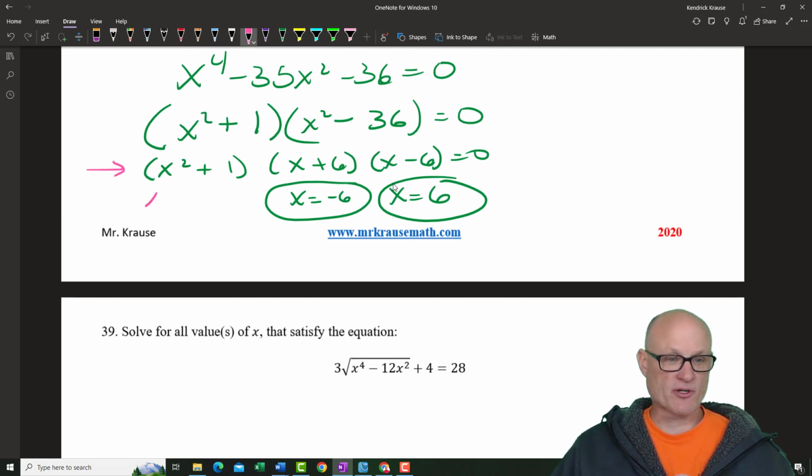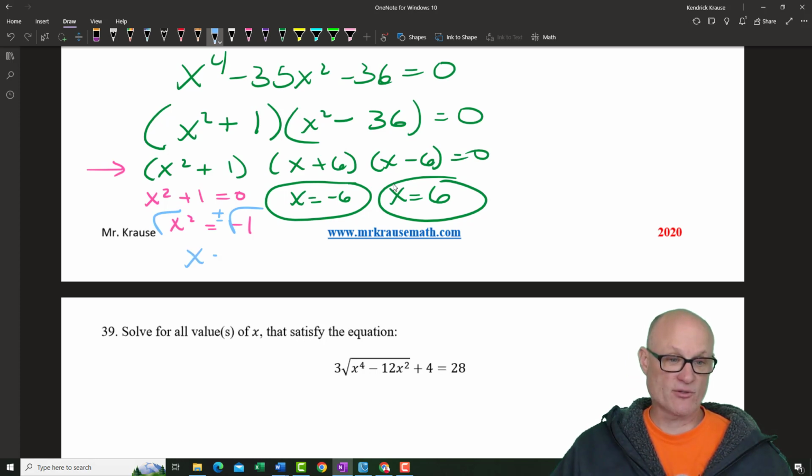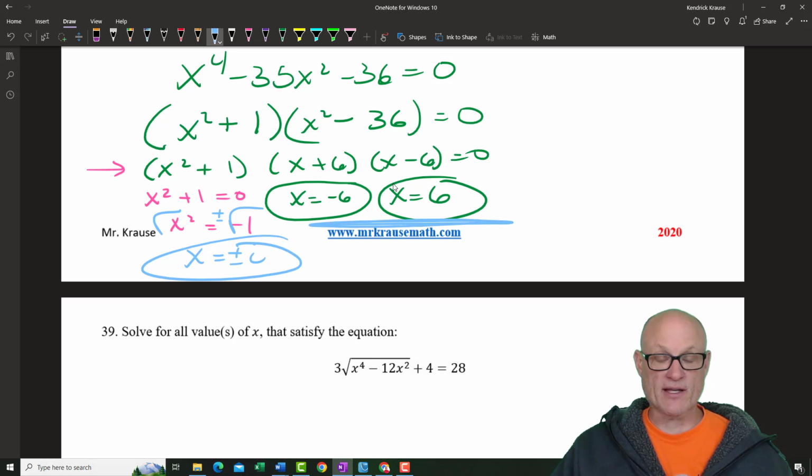But this piece is a little bit trickier. I have to do x squared plus 1 equals 0. x squared equals negative 1. Take the square root of both sides, and don't forget a plus or minus. Now, what is the square root of negative 1? It's i. So x equals plus or minus i. So right now, there's my four answers.